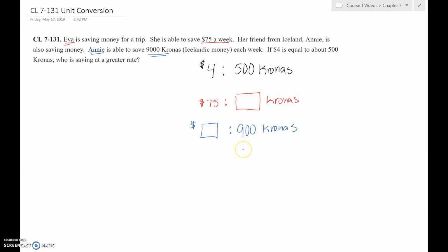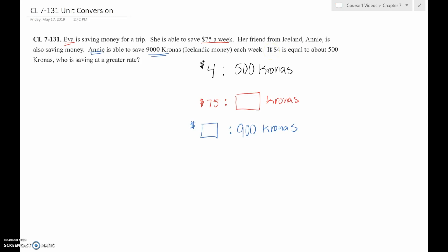So we're being asked to compare the two, and it looks like, well, shoot. Ava is saving in dollars and Annie is saving in kronas. So either we need to turn the $75 into an amount of kronas, or we need to turn Annie's kronas into some amount of dollars. I would take a look here first and say, okay, if $4 is to 500 kronas, is there any simpler way of saying that?